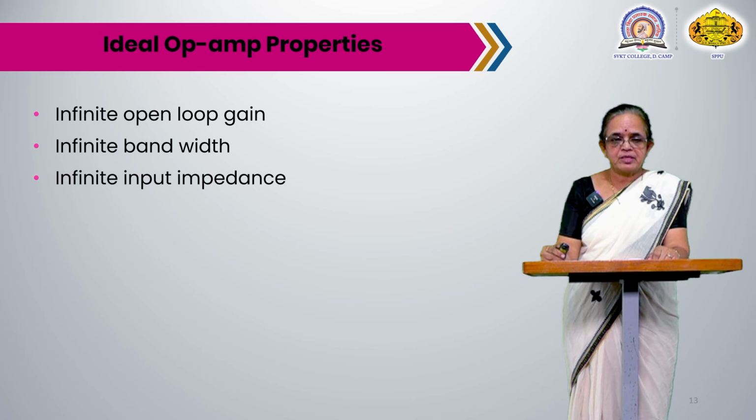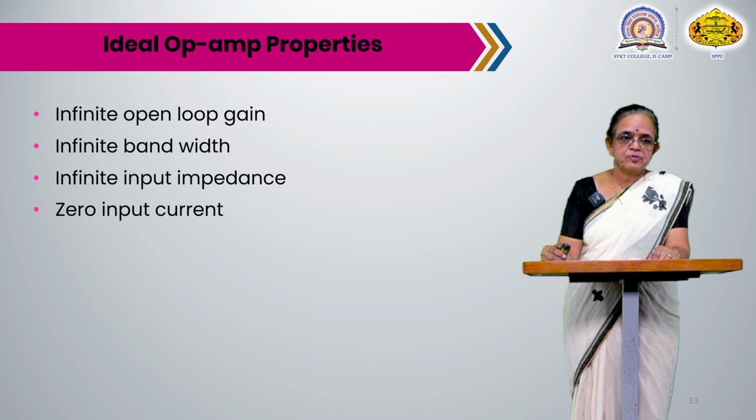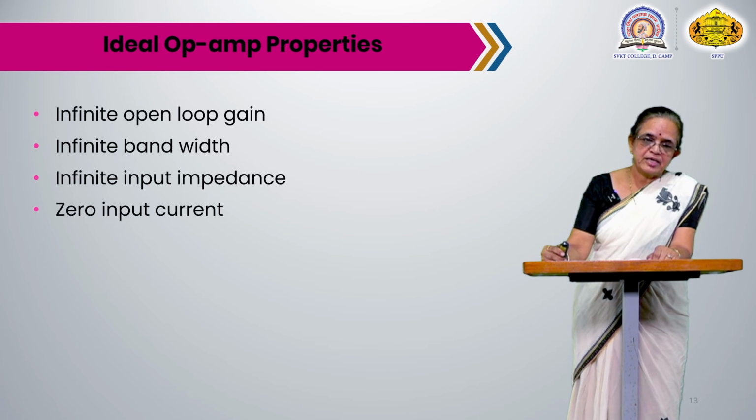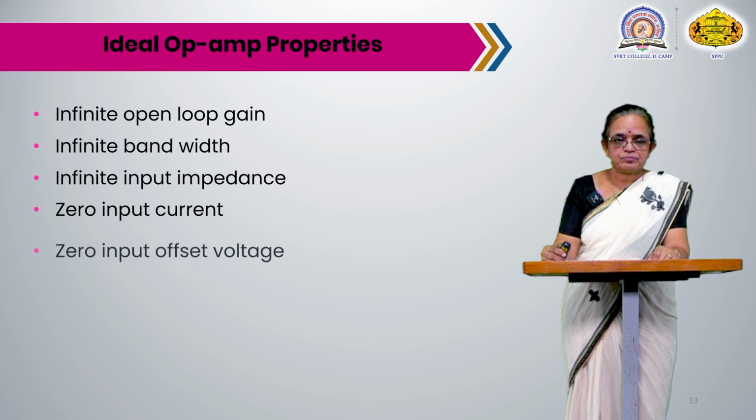Infinite input impedance. We have seen in the diagram that there is no connection between the inverting and non-inverting inputs, and in between these two there is an infinite input impedance, meaning Ri is equal to infinity in the ideal operational amplifier. Zero input current. As there is no connection between inverting and non-inverting, current cannot pass through, and therefore the input current is zero.